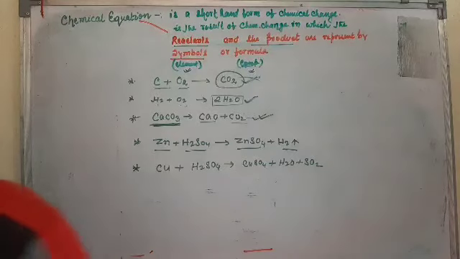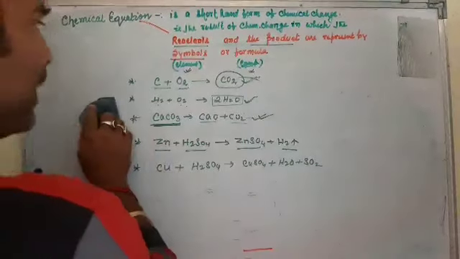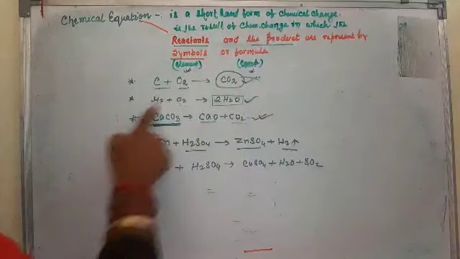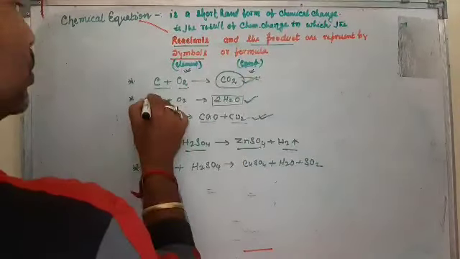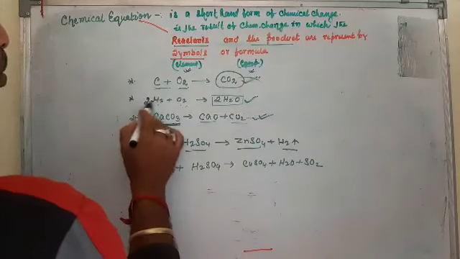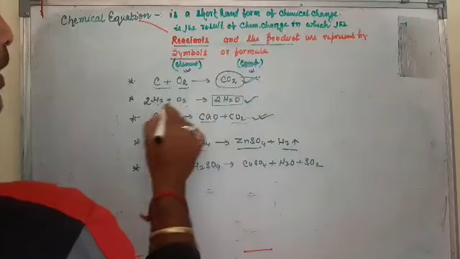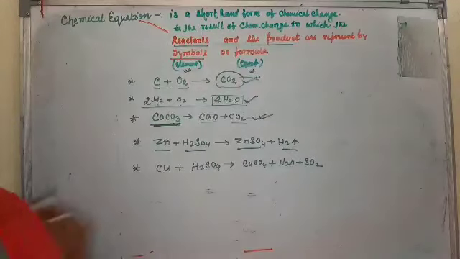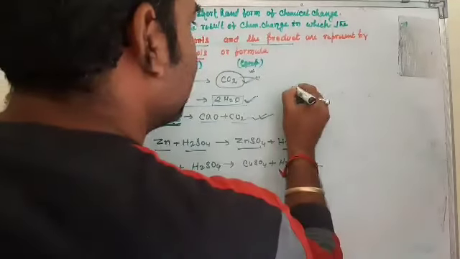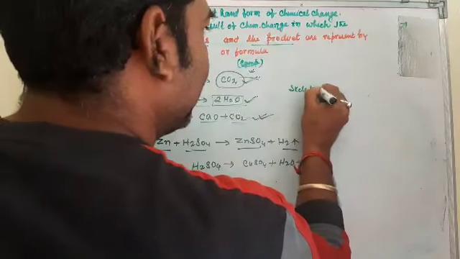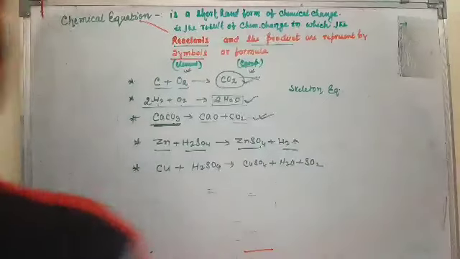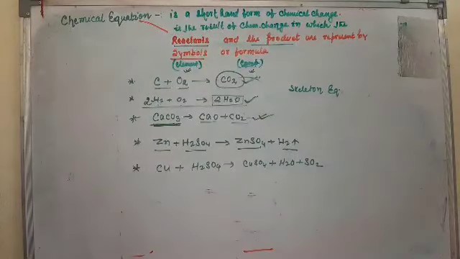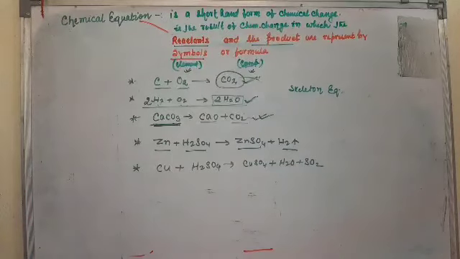Two more terms we can understand now. If a chemical equation is balanced, for example H2 and O2, you use 2H2, so 4 hydrogen and 2 oxygen. It is balanced. If it is not balanced, it is known as a skeleton equation, and if it is balanced, then it is a balanced equation.